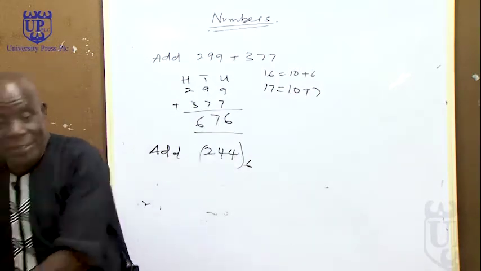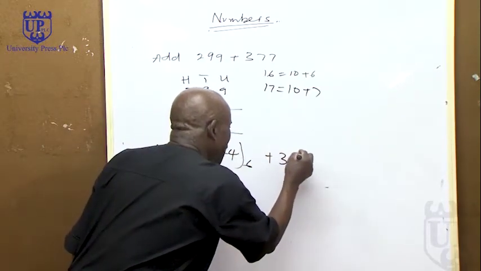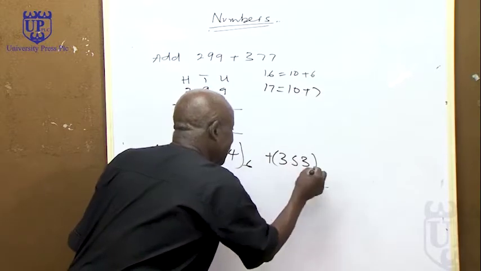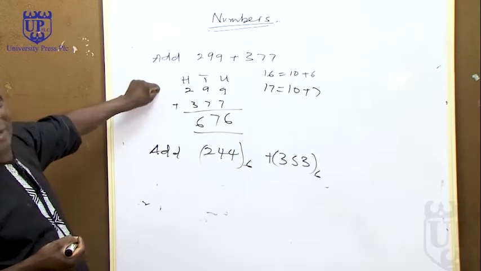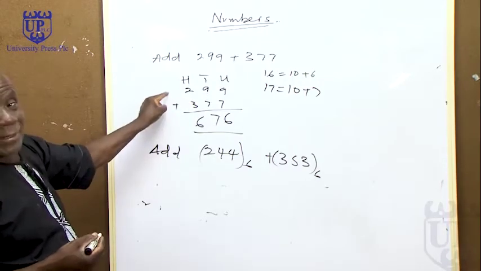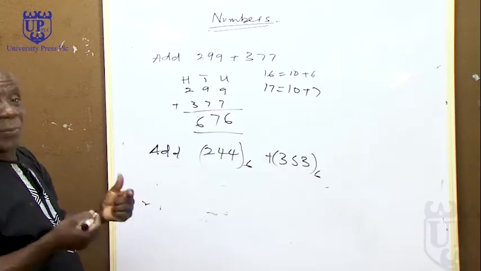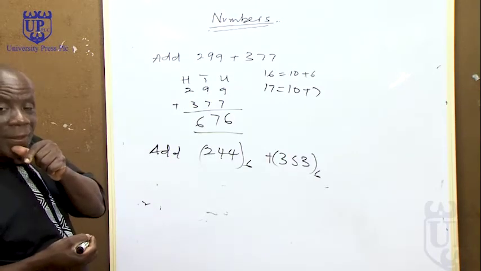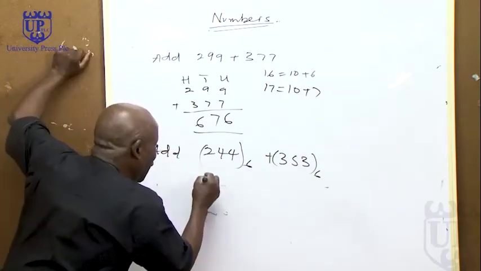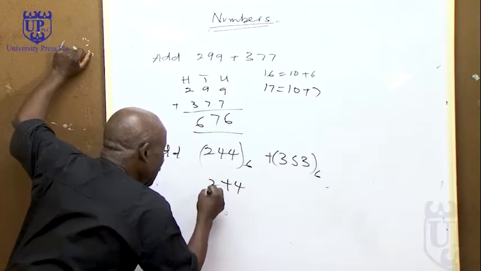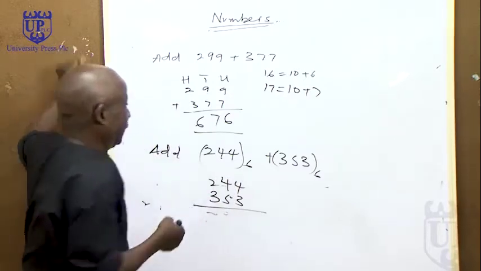This is 244 base 6 plus 353 base 6. In math, look at this one. That is why I wrote this simple one for you, so that by the time you are adding, you know that we are not performing mathemagic. We are performing mathematics. 244, 353, and then you are adding.